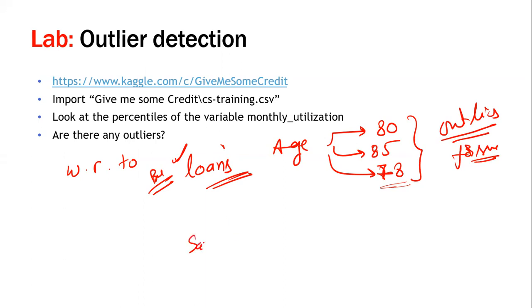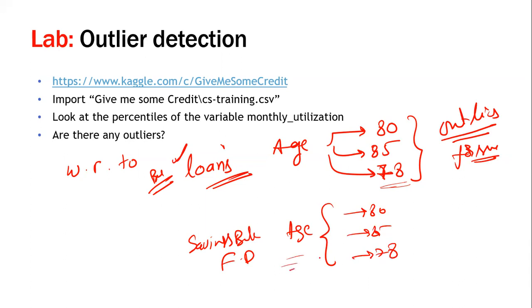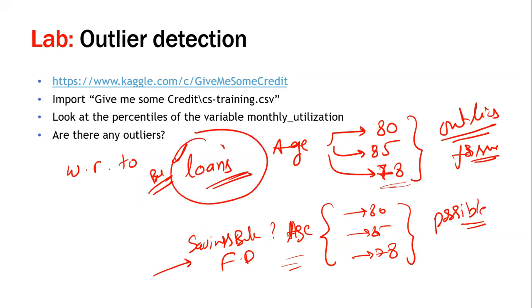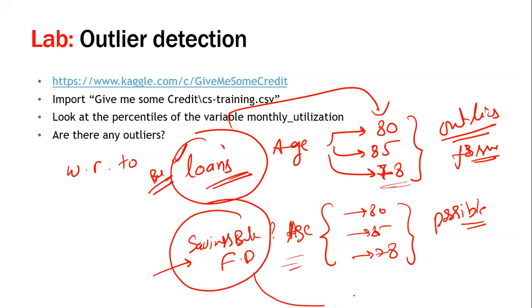Whereas if I'm talking about savings bank accounts or FD accounts, is it possible for a person whose age is 80, 85, or 78 to still have a bank account with a balance? Is it possible? Or are these outliers in this context? From the savings bank account point of view, these are non-outliers. These are possible. If the business context is loans portfolio, this age is an outlier. If the business context is savings banks or fixed deposits, then these are non-outliers.